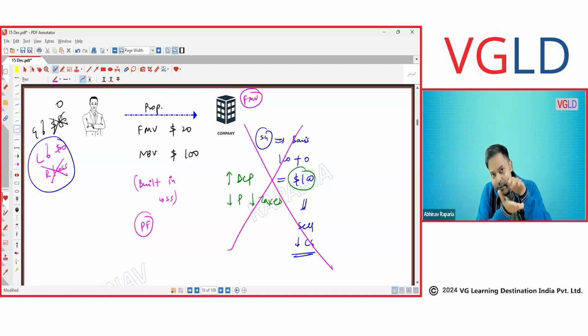Otherwise, whatever is the built-in loss you have transferred to the company, now the company is taking the advantage: higher depreciation, lower taxes. Whenever I'm selling with a higher basis, that's why lower taxes. That's why it is the reality check. Book it at fair market value. Now, story sorted. You book at 20, which is the real price. Is this point clear, people?